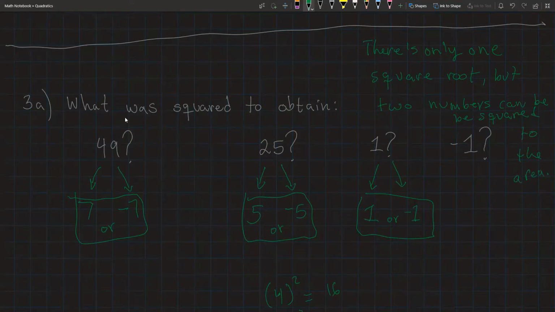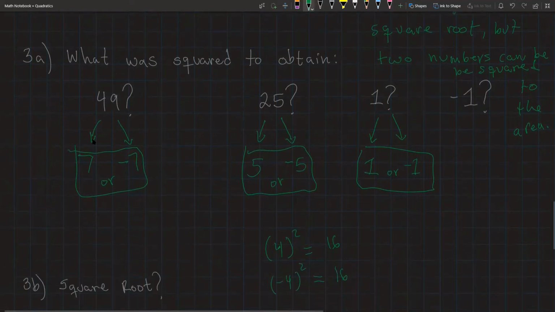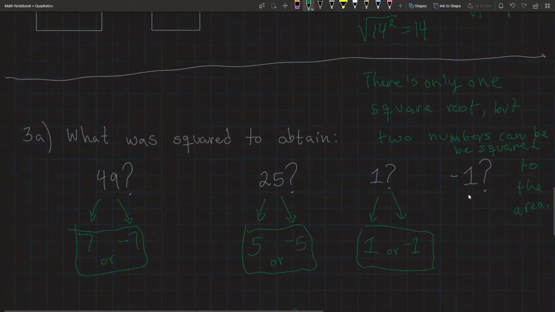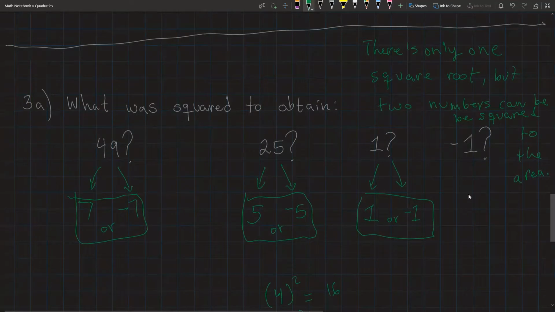All right, so when we say that, there's only one square root of 49, which is 7, but two different numbers can be squared to be a 49. That's pretty much what it says in writing. There's only one square root of 25. A side length of a square can only be 5, not -5. However, we can square both of these separately and still get the same number. Same here. The side length of a square cannot be -1, but those two numbers can be squared separately and get a 1. So that's what this sentence is trying to emphasize here.